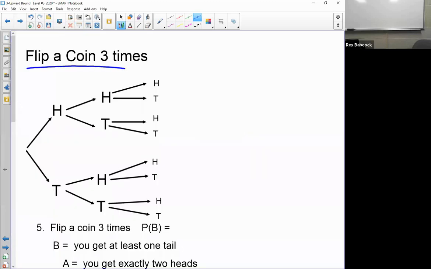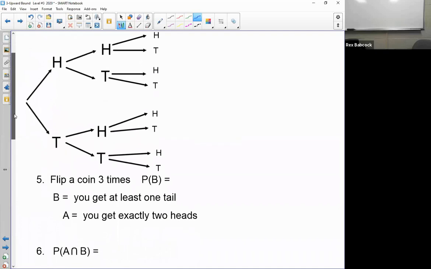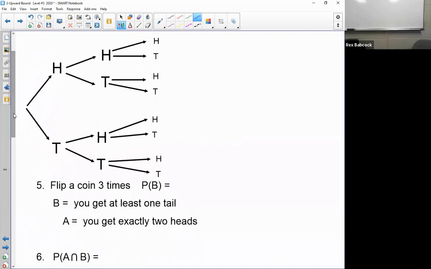Flip a coin 3 times. I've drawn a graph of that, okay? In other words, if I flip a coin 3 times, it could come out right here. 3 heads, heads, heads, heads. That could happen, it's possible. But if you look, there's 8 different outcomes. 1, 2, 3, 4, 5, 6, 7, 8. And the reason in statistics they usually start with flipping a coin, I can see 8 outcomes.